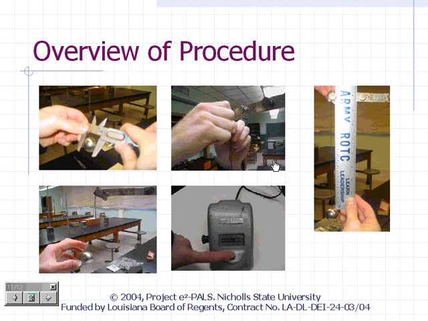Here are some pictures and videos demonstrating the procedure for this experiment. Measure the diameter of the pendulum bob with a vernier caliper. Use the outer jaws of the caliper.